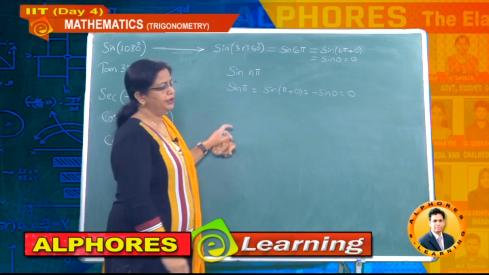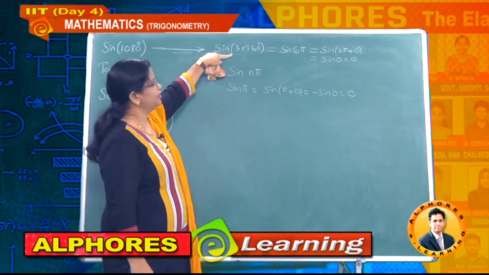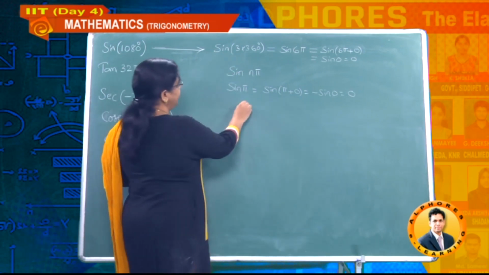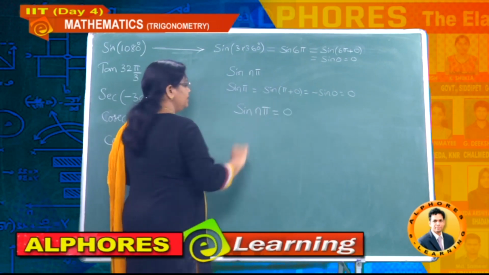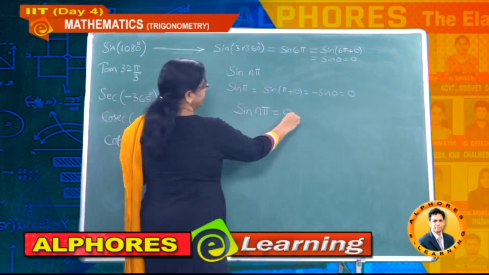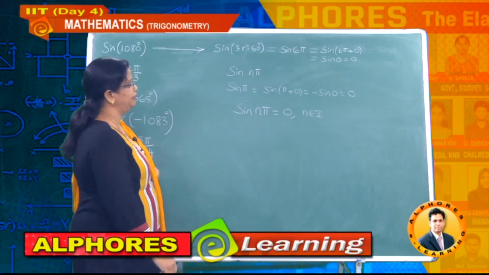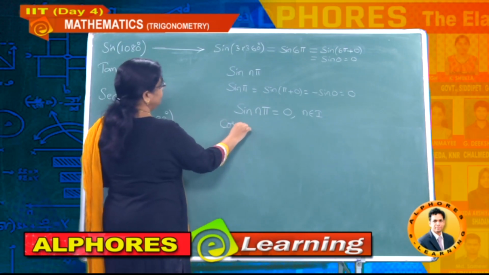Again 0. So sine pi value is 0, sine 2 pi, like this you can write, sine 3 pi again here, and hence in general you can derive sine n pi value equal to how much here? 0, for any integer n belonging to I. So sine n pi is 0, and now the next one is, suppose I take cos of pi.